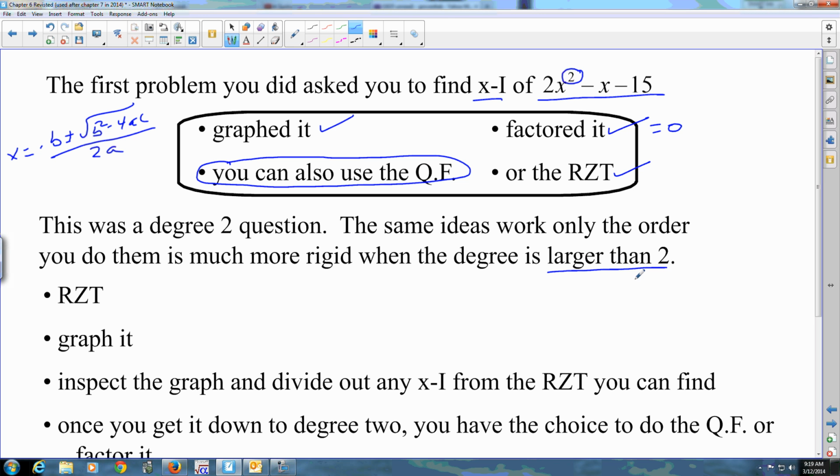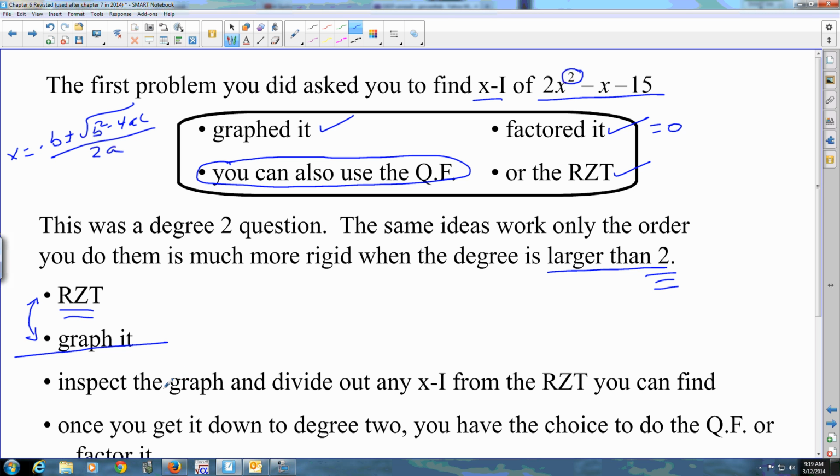Now, when it's larger than degree 2, then these same four things are options, but the order you do them is much more prescribed. It's much more rigid. The first thing that you'd want to do is the rational zero theorem, and then graph it. Now, it's debatable which one of these you do first, but for sure, you're going to do one of these two first. The order, which one's one, which one's two, there's some flexibility. Okay, I prefer to do this one first before you graph it, but that's just me. You can graph it first, then do the rational zero theorem. But before you go on, both of these need to be done, okay, when the degree is larger than 2.